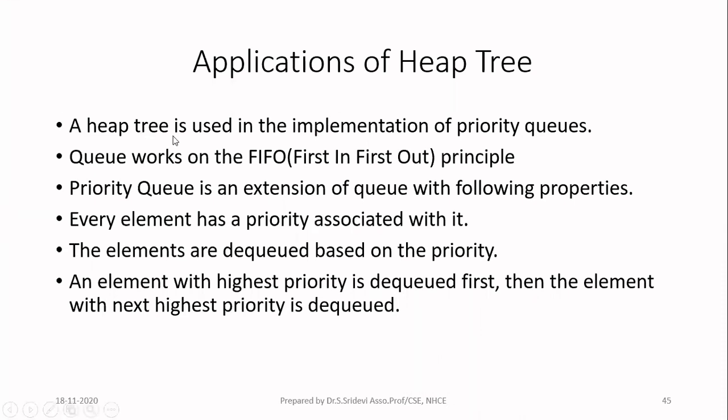So we generally use the heap tree for the implementation of the priority queue. You know that a queue works on the principle of first in, first out. That is, whichever element has occupied the queue first will be deleted from the queue first. But our priority queue will not work like that. It is a special type of queue. You can say that it is an extension of a queue.